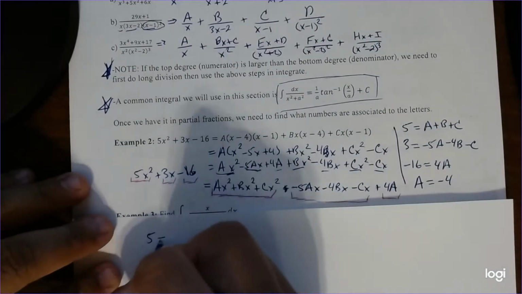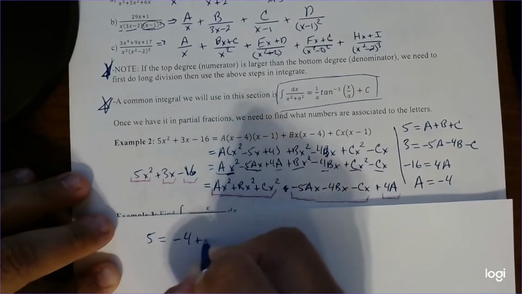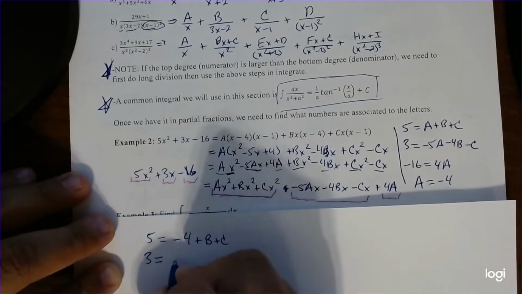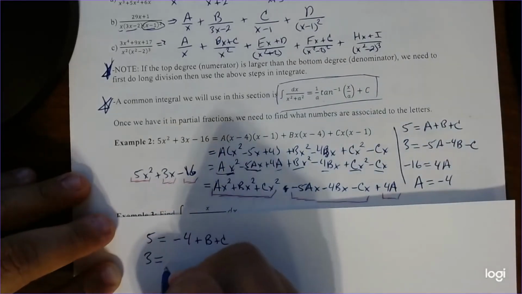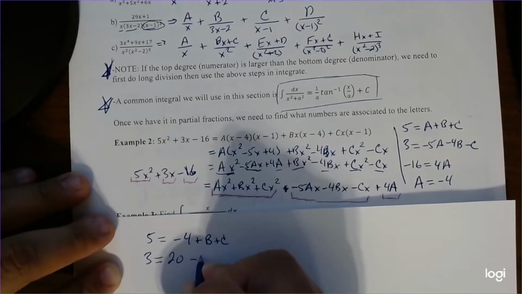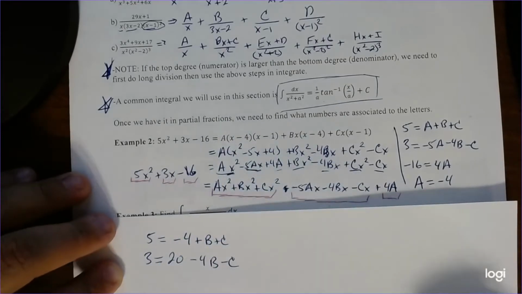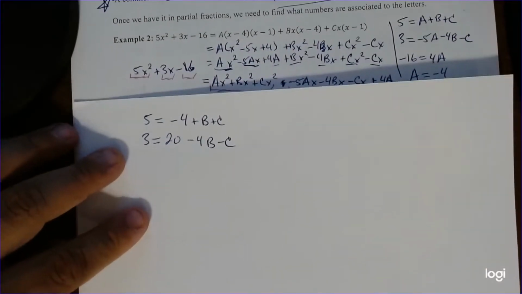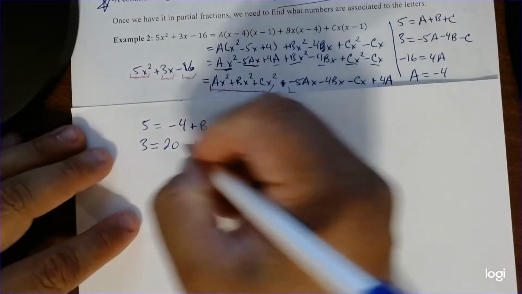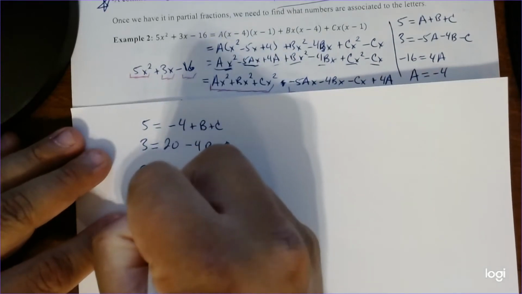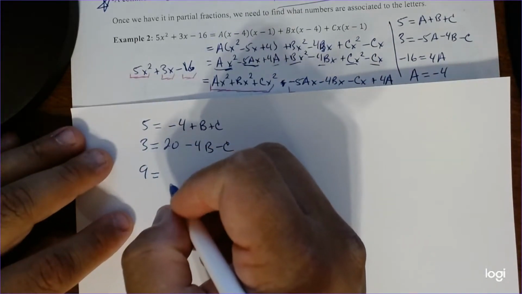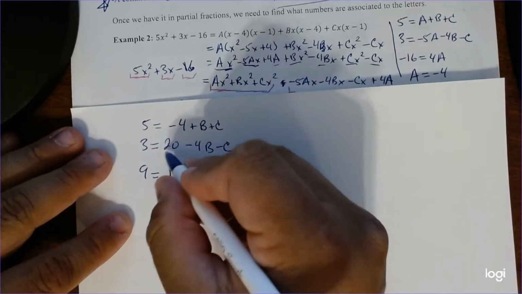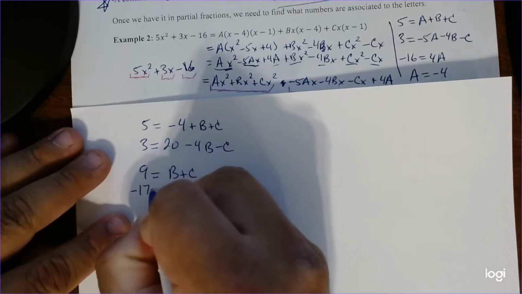So we're going to have 5 is equal to negative 4 plus b plus c. And we know negative 3 is equal to negative 5 plus, times negative 4 gives you positive 20, minus 4b minus c. And now this goes back to system of equations, right? Way back in the day, how to solve for a system. So bring this over. Adding gives you 9, and then subtracting gives you negative 17.